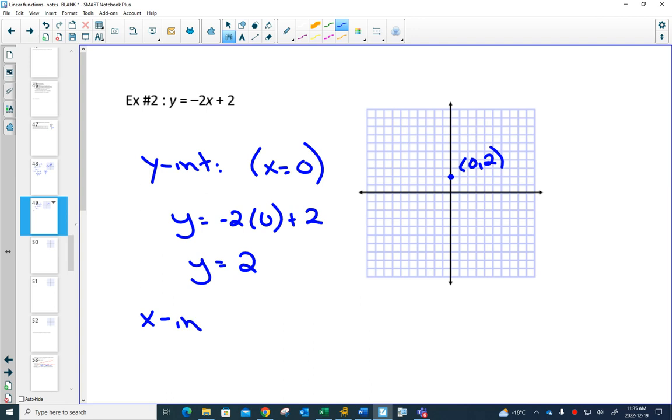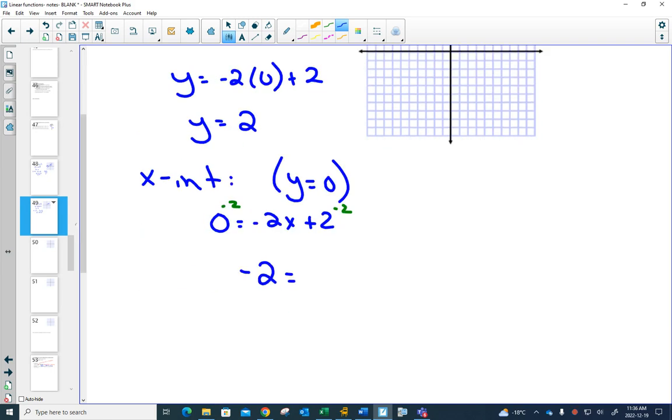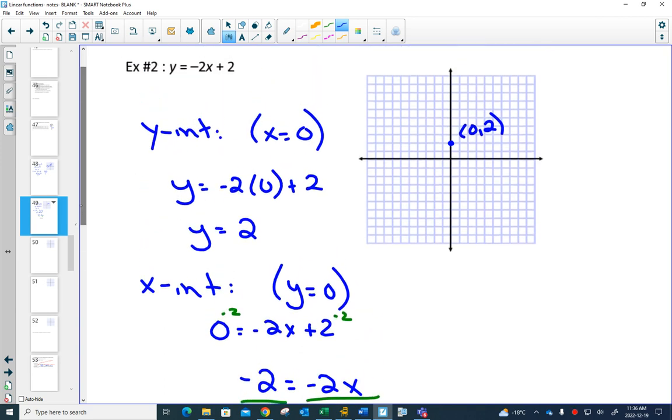Then when I find my x-intercept, where I plug in 0 for y, now I've got a little bit of math to do. I want to get the x by itself. So I'm going to subtract 2 on both sides. And then the opposite of multiplying, I'm going to divide both sides by -2. And I get x equals 1. So I go to my graph, and I can label 1, 0.